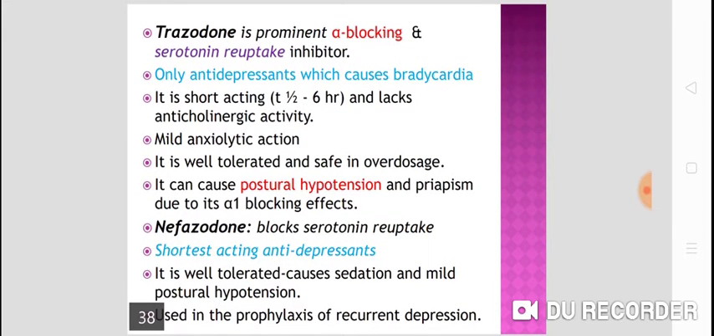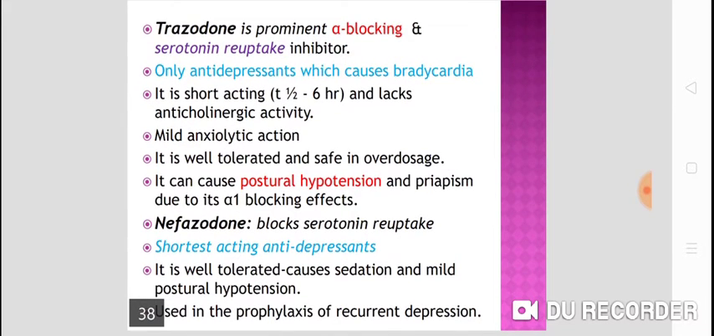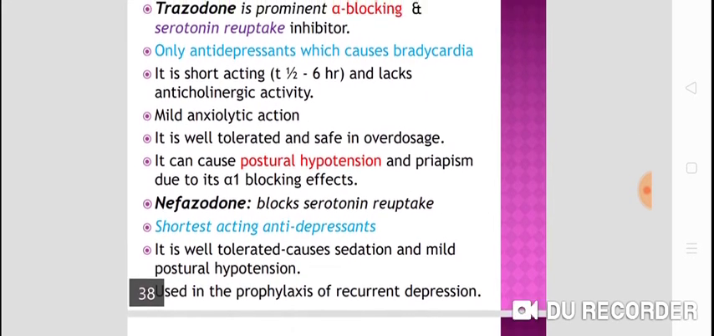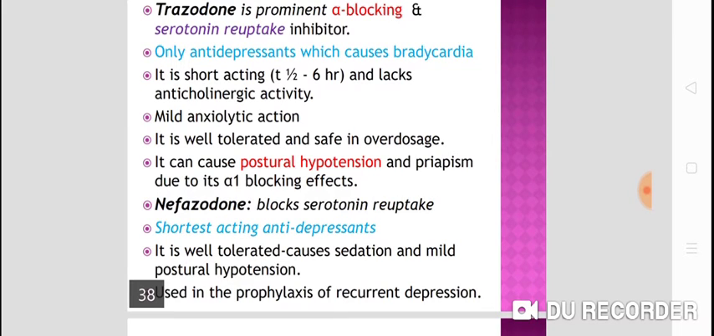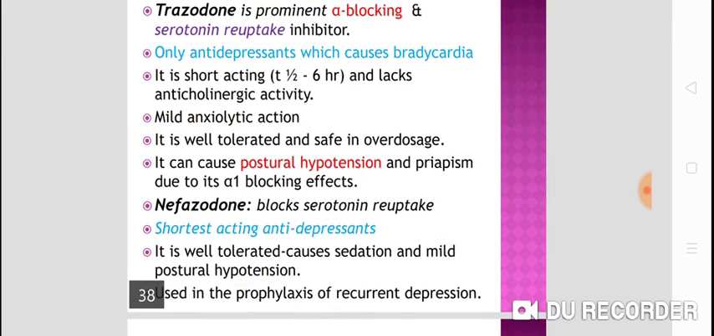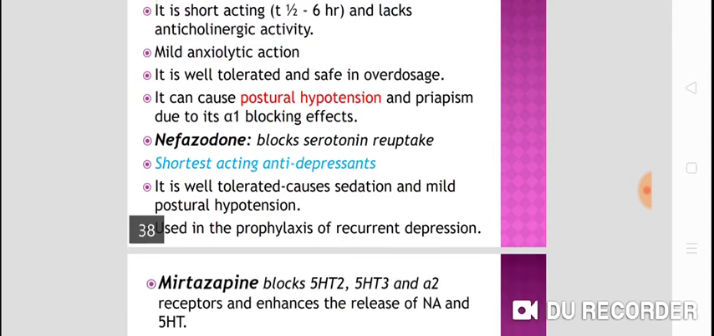Now the next drug is nefazodone. Nefazodone blocks serotonin reuptake. It's the shortest acting antidepressant, meaning its duration of action is very short. It is well tolerated on oral administration. It causes sedation and mild postural hypotension, and it is used for the prophylaxis of recurrent depression.